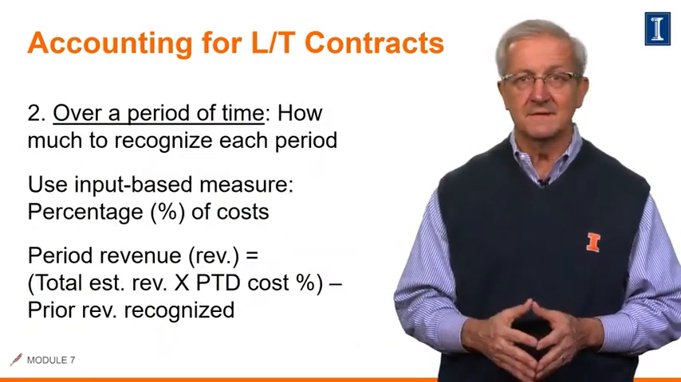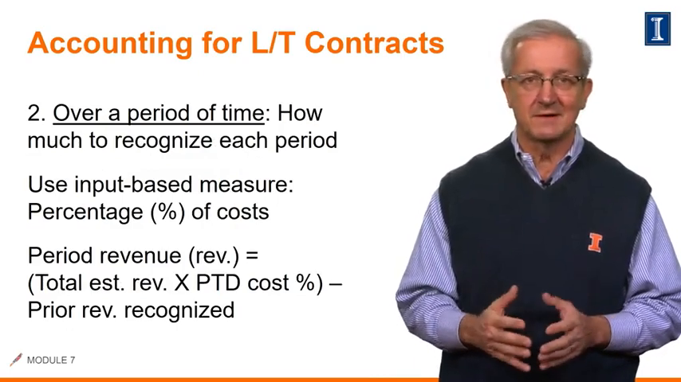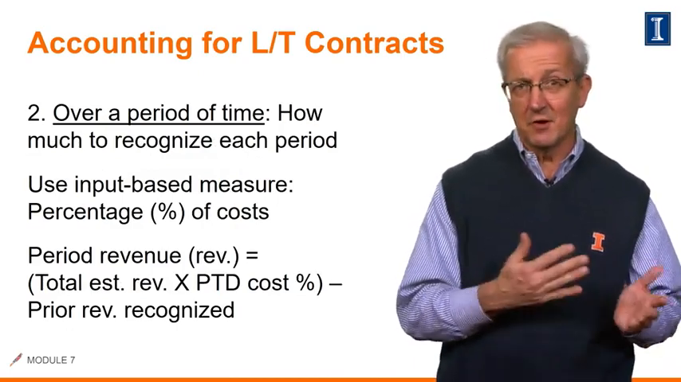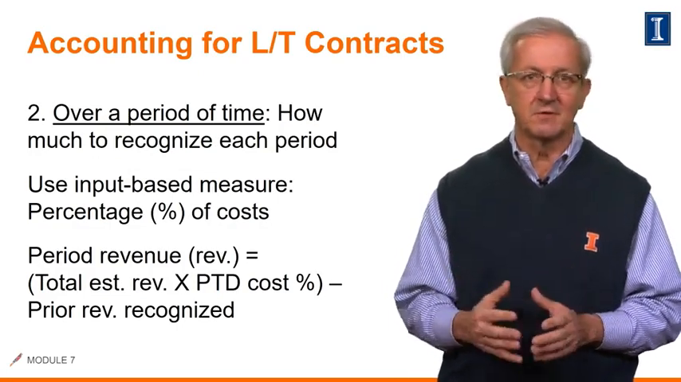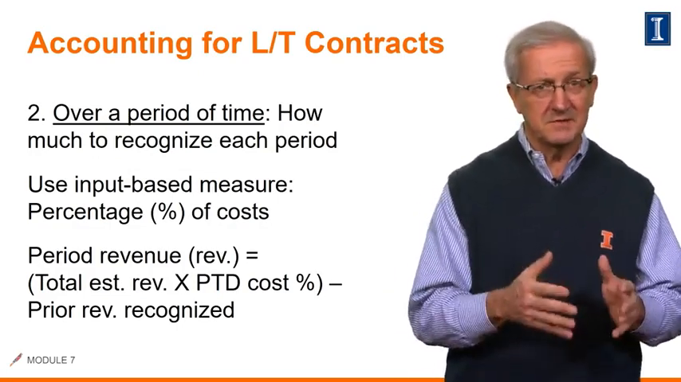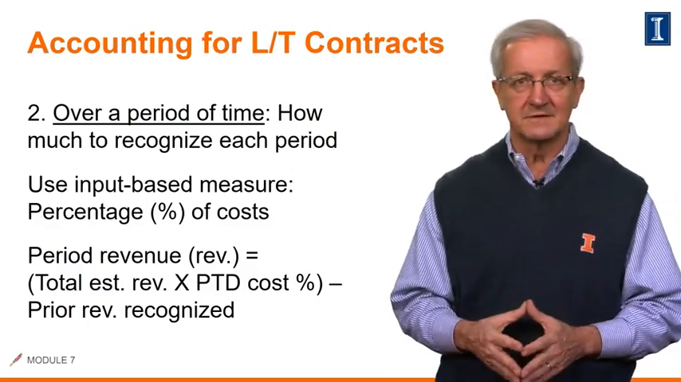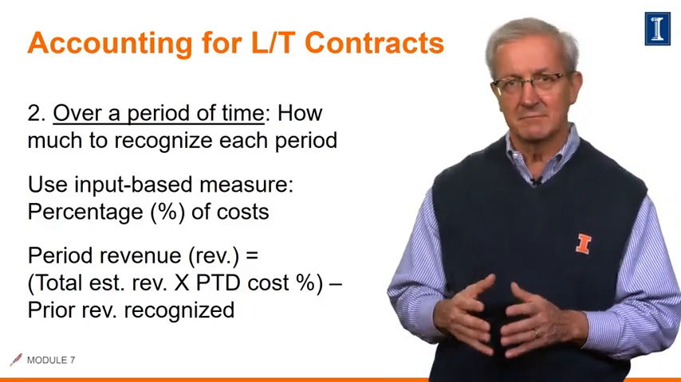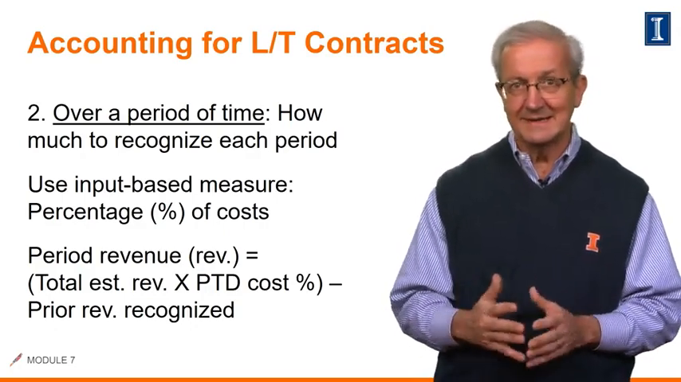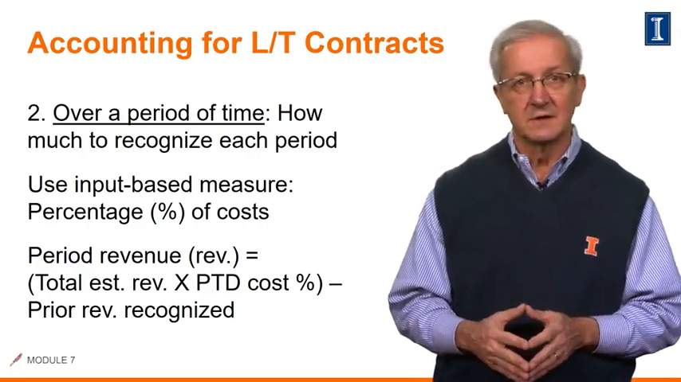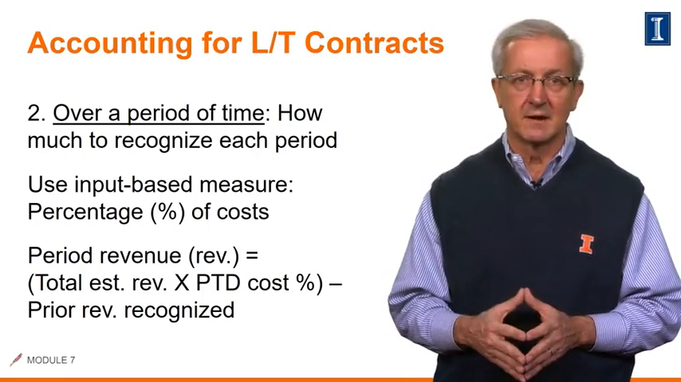So with the second method, the key issue here is how much to recognize each period. As we've talked before, one of the methods is to use an input-based measure, such as percentage of cost. So basically the period revenue, or the annual revenue, is equal to the total estimated revenue for the whole contract times the project to date, or PTD, cost percentage, less any prior revenue has been recognized.